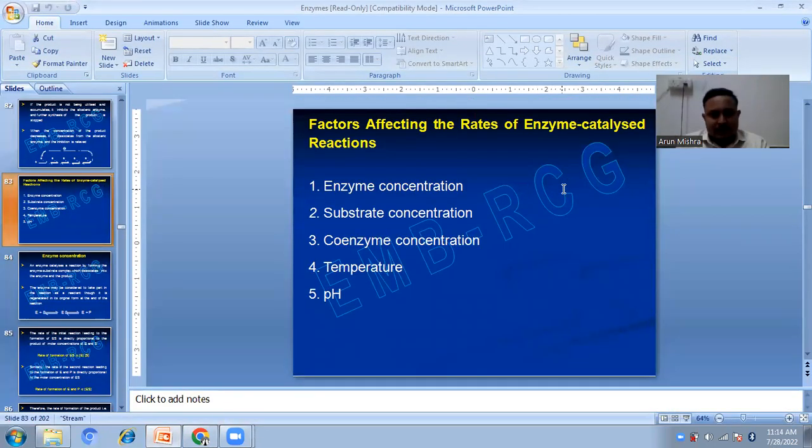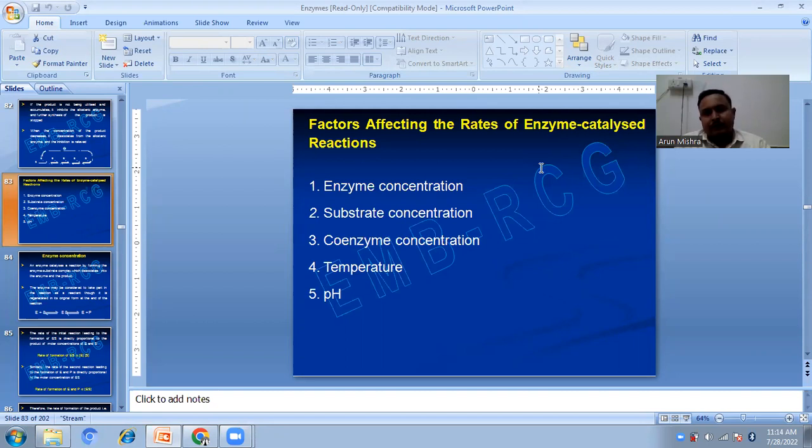So in the previous lectures, we have discussed enzymes, their introduction and classification. Now we move forward to factors that affect the rate of enzyme catalyzed reactions. As we already know, enzymes and substrate combine together to form an enzyme substrate complex. But what are the factors that affect these interactions?